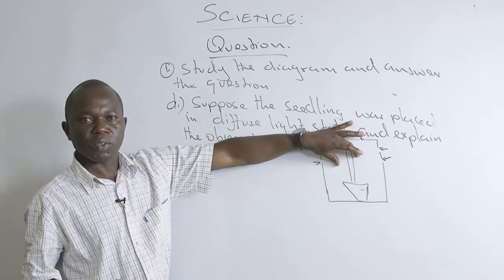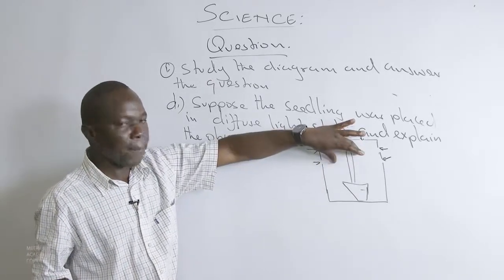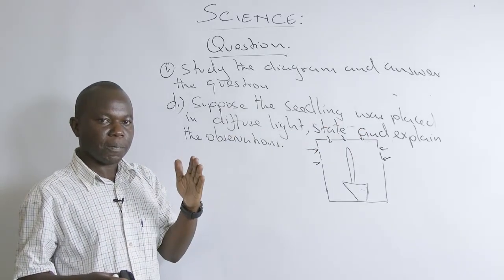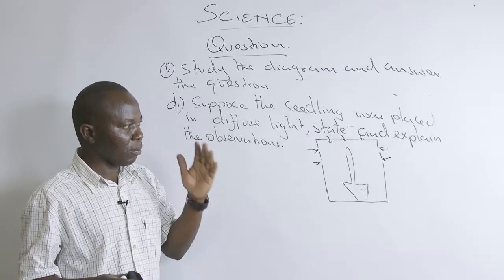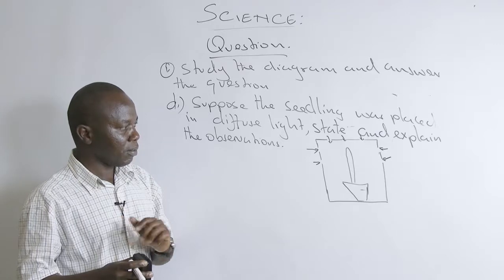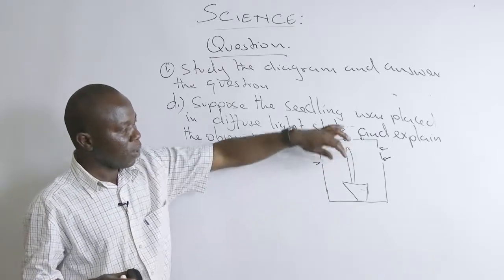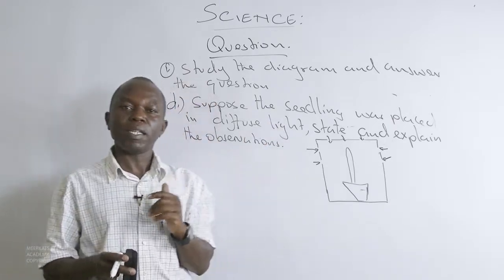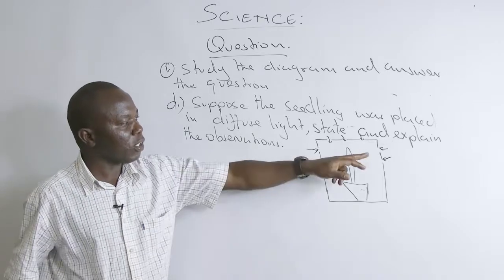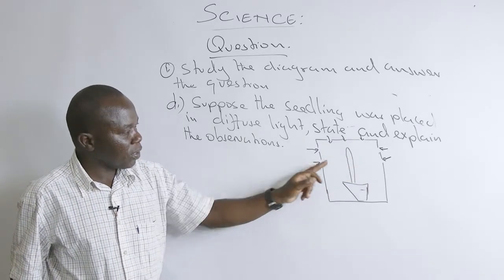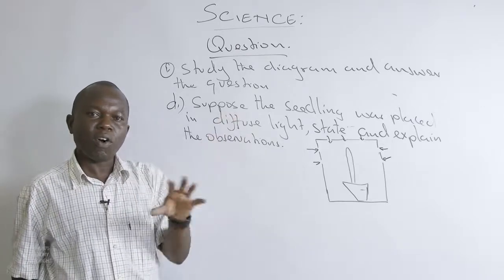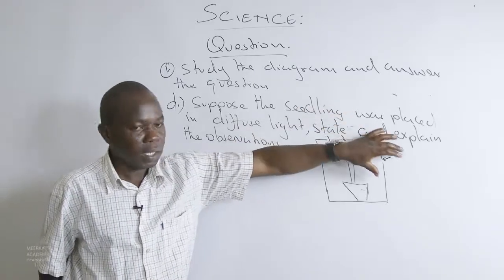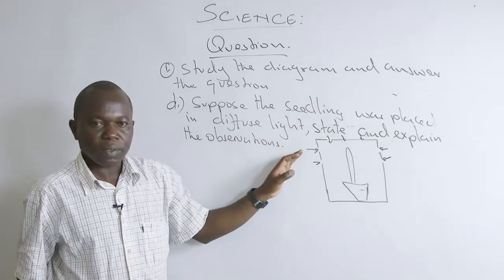Now, because there is no unidirectional light, what will happen is that the plant or the seedling will continue growing in a vertical position. There will be no bending towards any side because there is uniform growth. So why is it that the plant will continue growing vertically without bending to any side? It is because we have diffuse light. Diffuse means light in all directions, even distribution of light. There is light above the shoot, light on this side, light on that side.